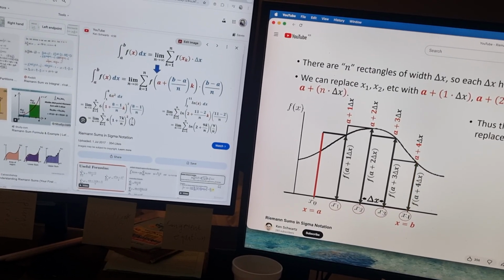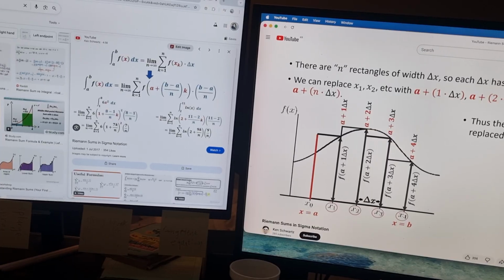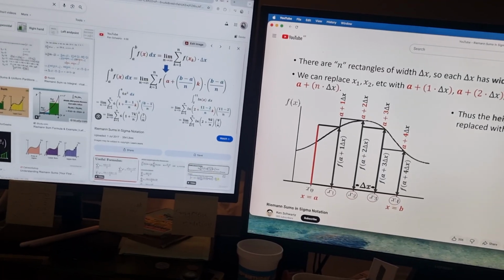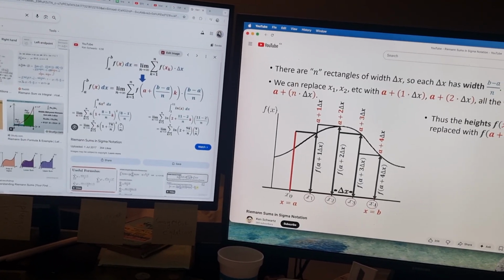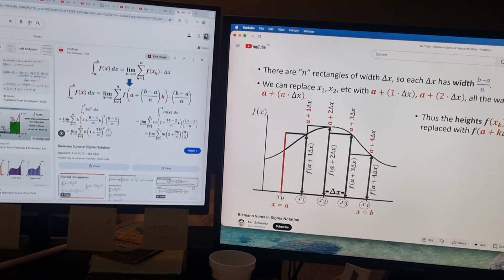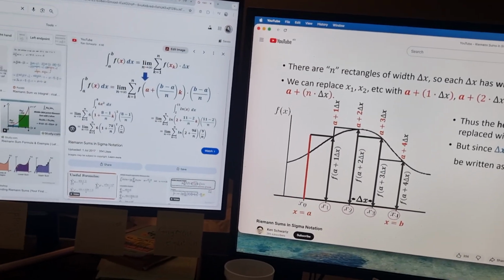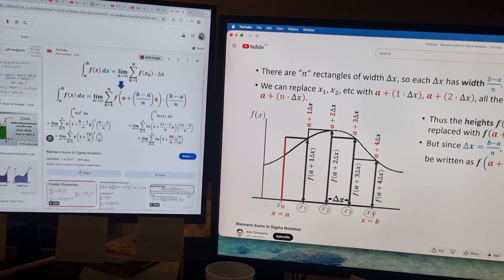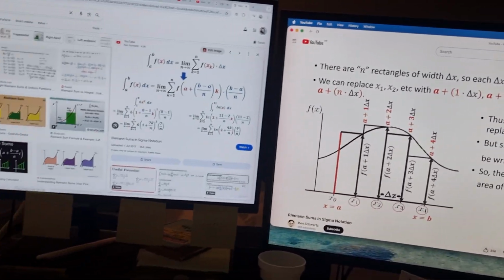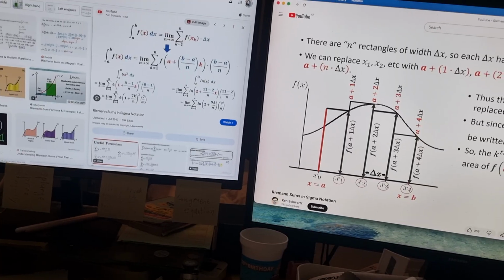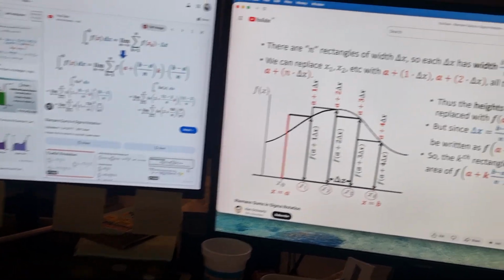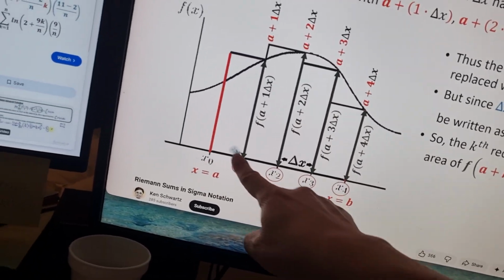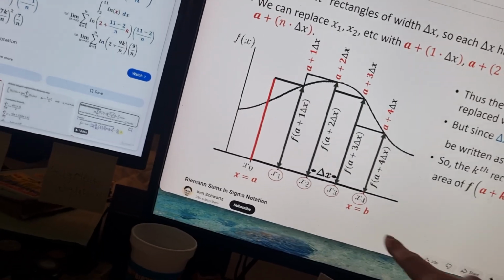Now we can see that the height of each rectangle is simply the function value at each of those x values. For example, the height of the third rectangle is f of a plus 3 times delta x, since a plus 3 times delta x is the x value at its edge. But remember that we have an expression to directly calculate delta x, which is b minus a over n. So rectangle number k has an area of its height, f of a plus k times b minus a over n, times its width, this is b minus a.